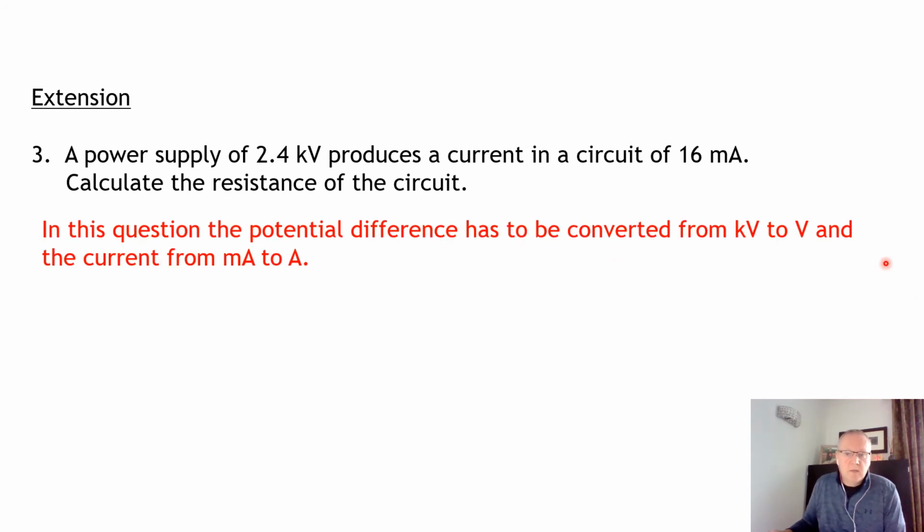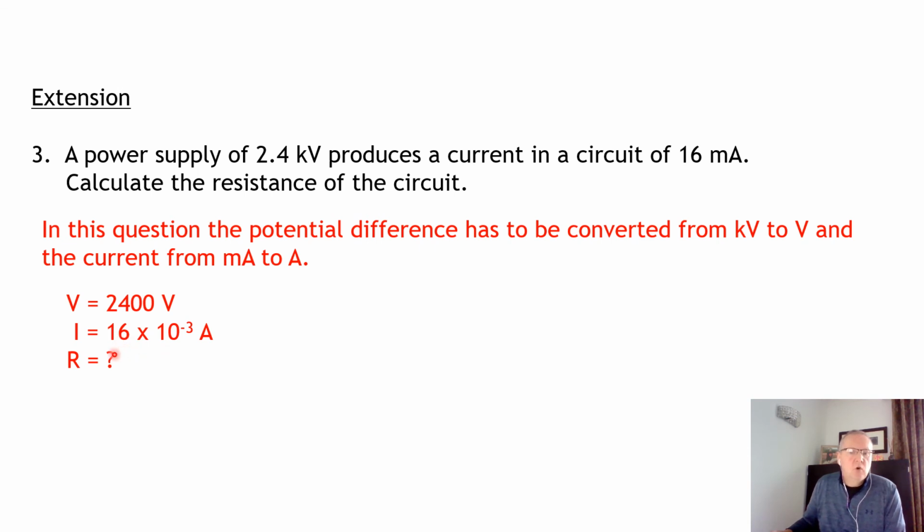Just to remind me there, in the question the potential difference is in kilovolts. So the power supply is a voltage of 2.4 kilovolts. You have to obviously remember what kilo stands for, that's times 1,000. And the current is 16 milliamps, so we need to change the milliamps into amps as well. The easiest way is, well, 2.4 times 1,000 gives you 2,400. Now for the current, it's going to be 16 divided by 1,000.